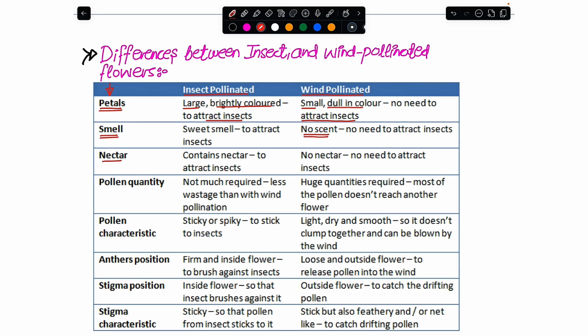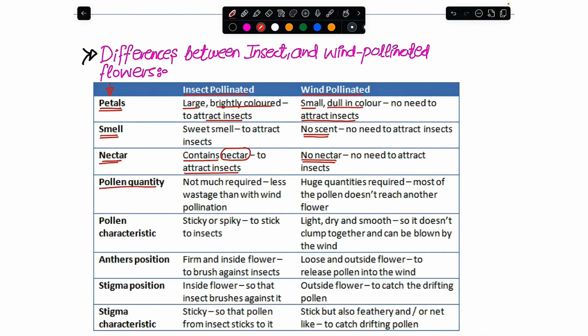As far as nectar is concerned, the insect pollinated flowers have it and produce a sweet secretion that goes by the name of nectar, with the intention of attracting insects toward them. For the wind pollinated, there is no production of nectar within their nectaries. Now, in the case of the insect pollinated flower, since we have something carrying the pollen from one flower to another, the quantity of pollen grain produced is less. Why? Because the chance of wastage by the insect is less as compared to the wind.